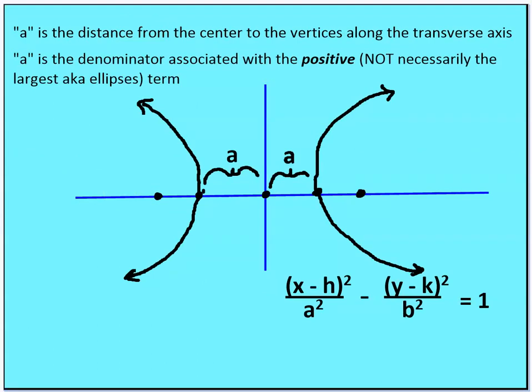All right, so a, as we said before, is the distance from the center to the vertices along the transverse axis. And a, again, is the denominator associated with the positive term, not necessarily the largest, as in the case of the ellipses. All right, so here's the horizontal form for transverse axis. Here's my a value. You could consider this a negative a value. This is a positive a value.